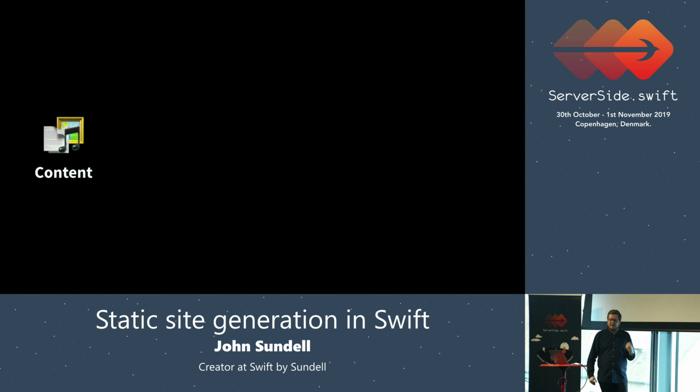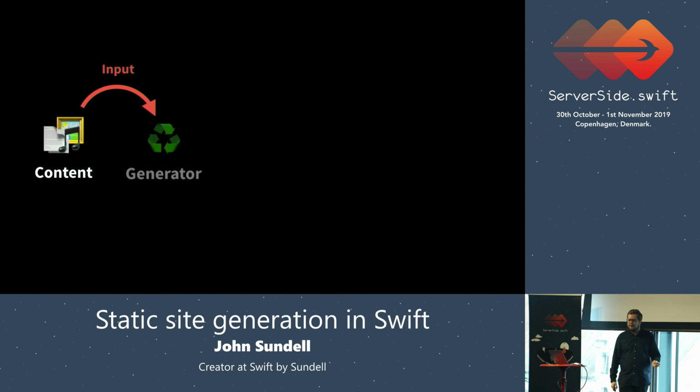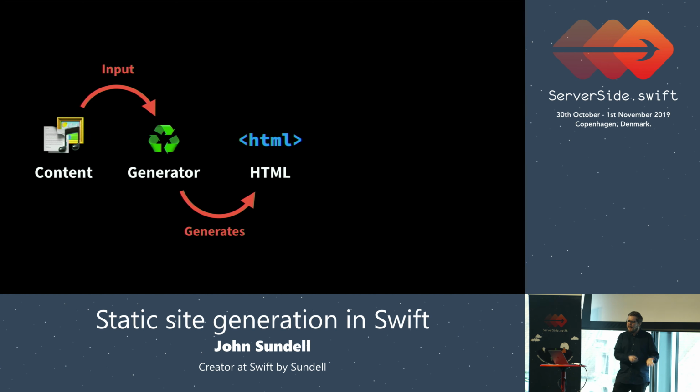It can be, for example, text files. It can be pre-rendered HTML also. It can be images, videos, etc., whatever you want to display on your site. You then run that content through a static site generator, which takes that input, looks at the metadata, looks at the text files, processes it, and outputs HTML. That HTML is ready to be displayed on a website.